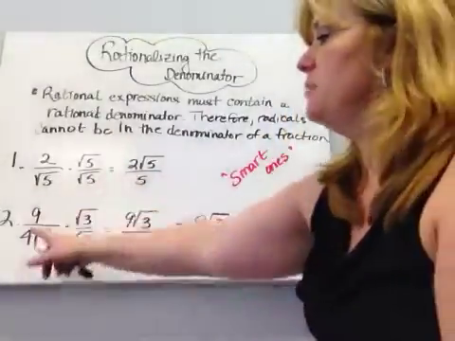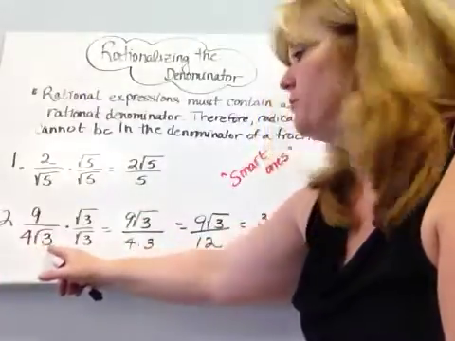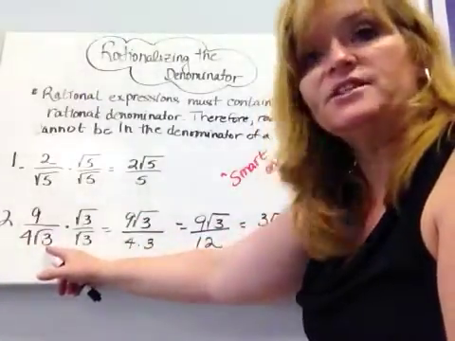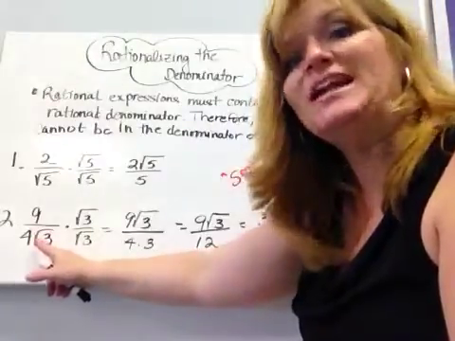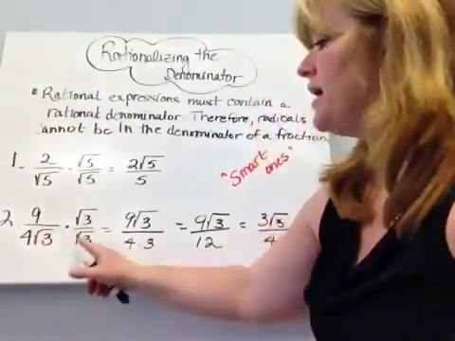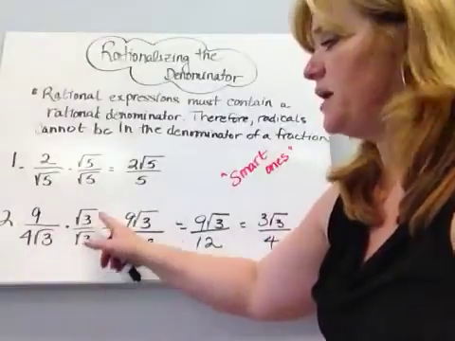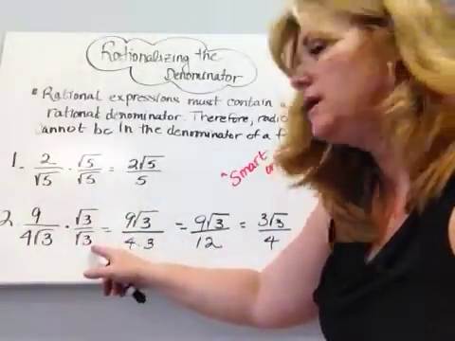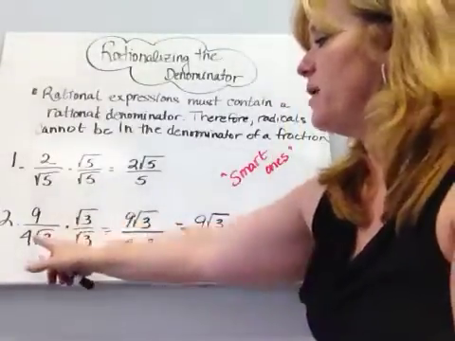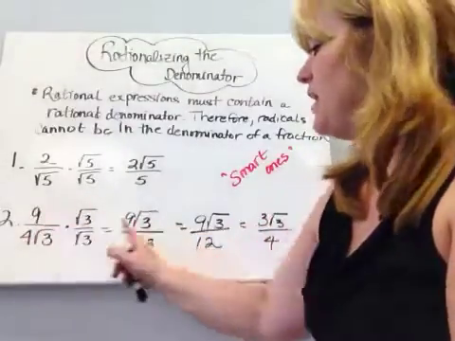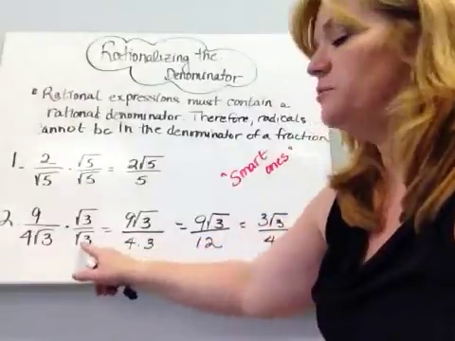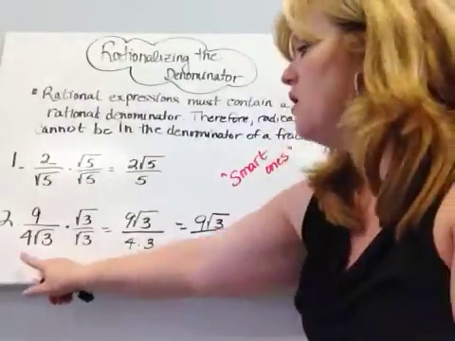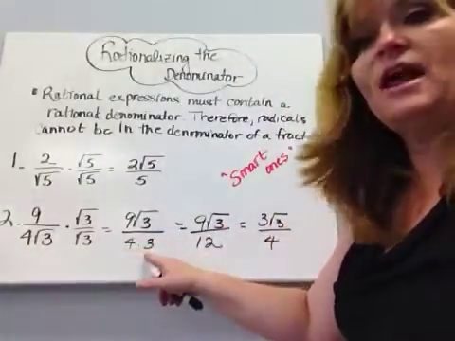I'll give another example. I have 9 over 4 radical 3. Well, the only thing that's irrational in the denominator is the radical 3. The index is 2, so I need another radical 3 to multiply it by. So you put that here, and then it's radical 3 over radical 3. That's my smart 1. Multiply this whole fraction by 1. So I have 9 radical 3 on the top, and the denominator is 4 times radical 9, or 3, 4 times 3. That's what the denominator comes out to be.